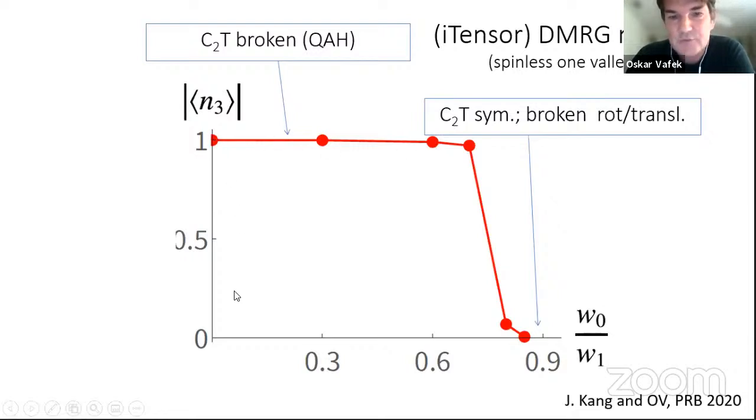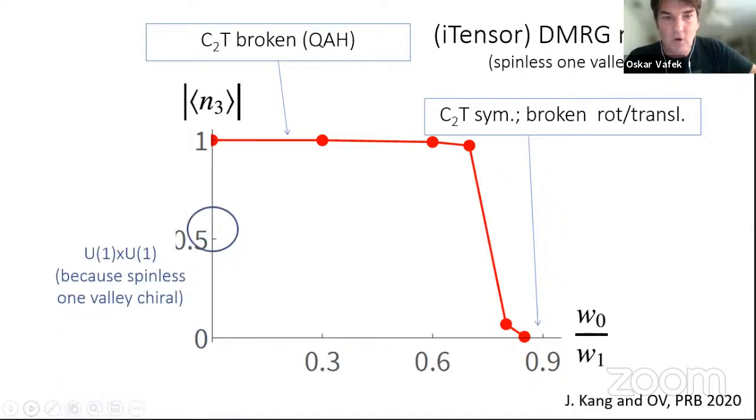And what we found out is that as we change W0 over W1, so we start in a chiral limit, and then we crank it up to close to one, not surprisingly, at W0 over W1 equal to zero, we found a Chern state, so a quantum anomalous Hall state with C2T symmetry broken. That's very easy to describe in this space. It's just a product state because we occupy only one of the branches of this Wilson loop. But then, remarkably, there's a phase transition roughly at around 0.8 where the system recovers C2T. And it breaks rotational symmetry, but whether it also breaks translational symmetry or not, we were not able to resolve within our numerics with the DMRG.